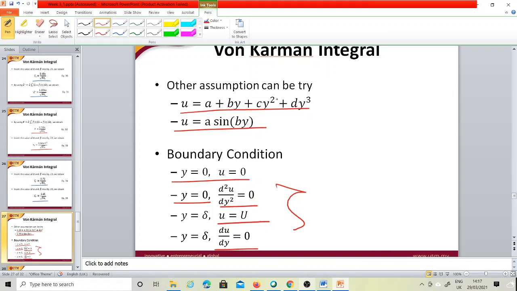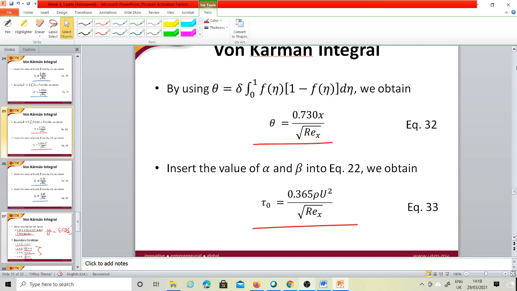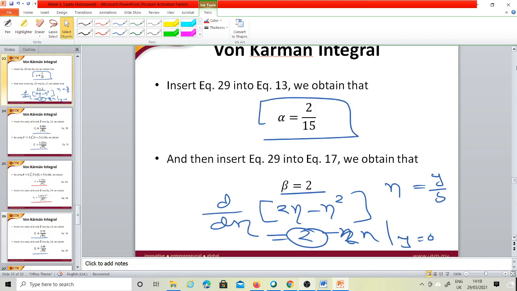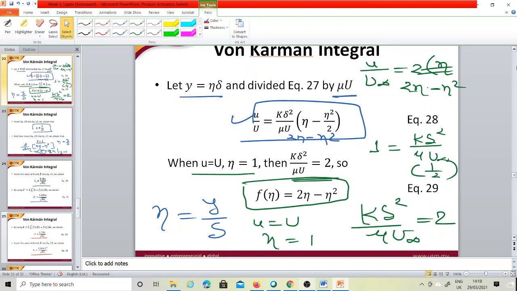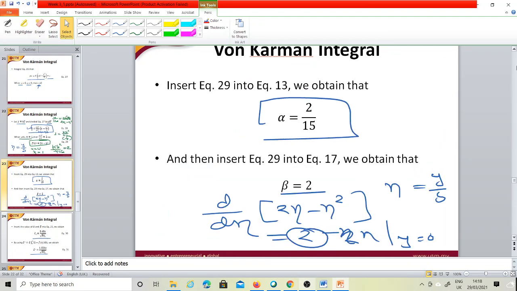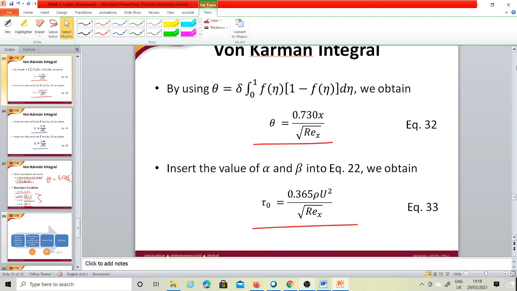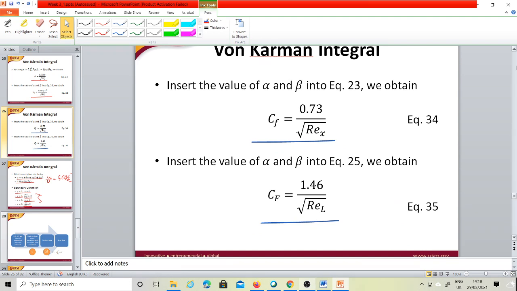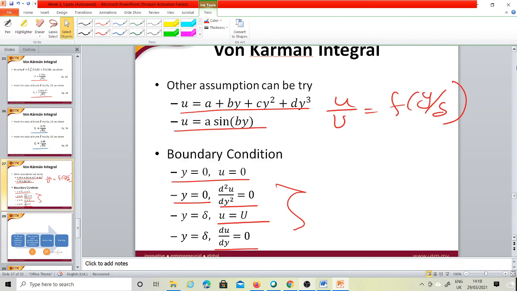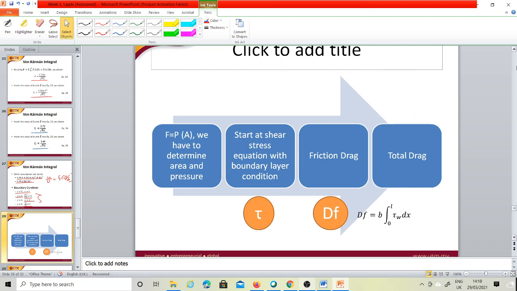And as I said, these are the assumptions: u by capital U is always a function of y by delta. This function can be given in different forms. So you can try these kinds of things, and then you will get different expressions for this delta and for other values. In this case we just consider y by delta, but if you have a different expression you will get a different relationship, but the way we derive is the same.